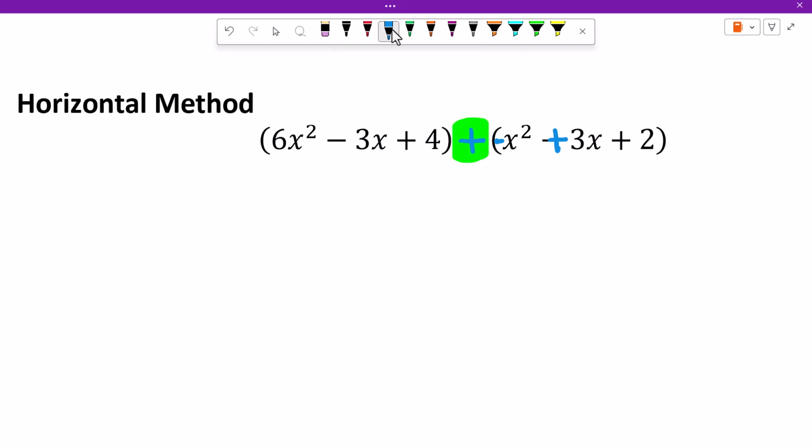Third term, does it change? Yes. What does it become? Positive or negative? Negative. That's it. Right? So now, if you wanted to work horizontally, you could.